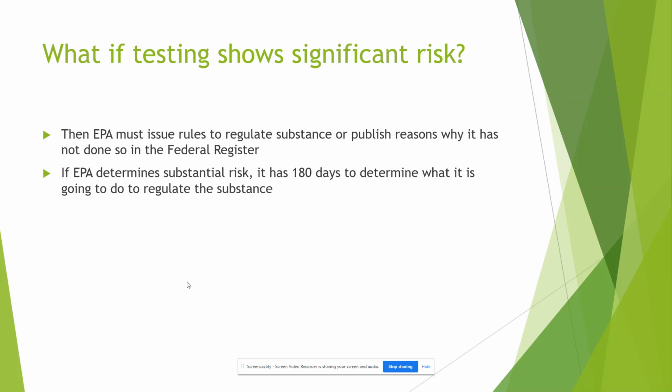So if the testing shows a significant risk, then the EPA has to issue rules to regulate the substance. So limit it, control it, they have to do something, or say why they haven't done so. And they must publish that in the Federal Register so the public has notice. If the EPA determines substantial risk, it has 180 days to determine what it's going to do to regulate that substance.